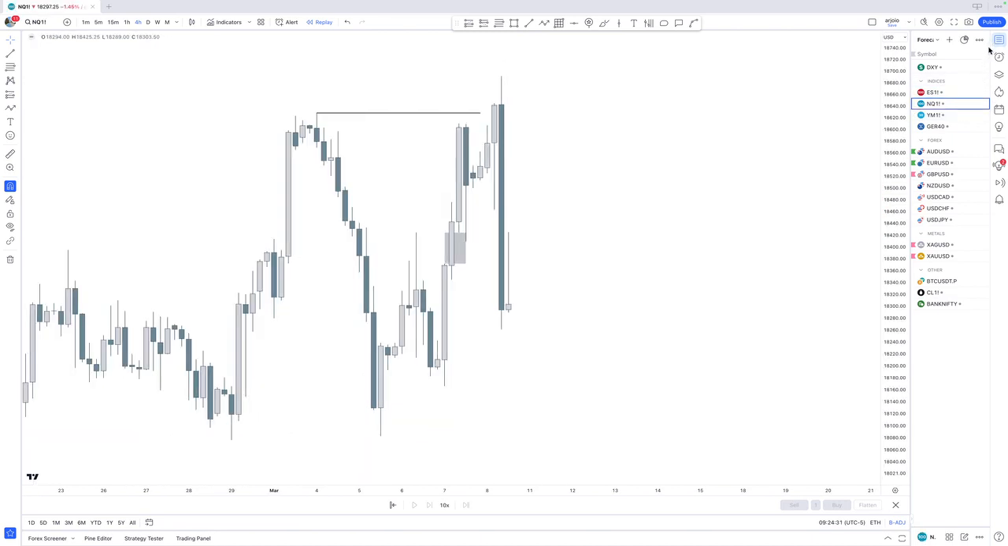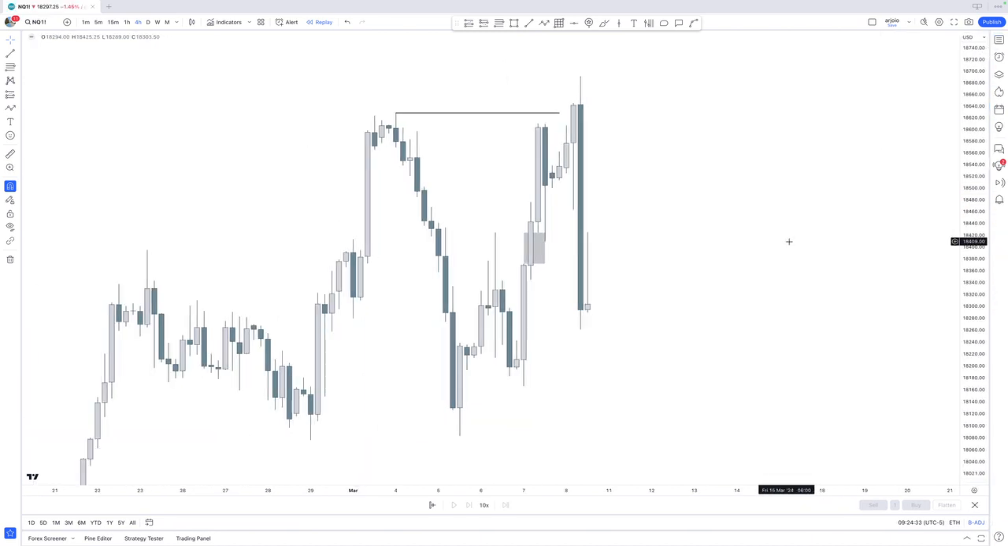Then, if we move on to NASDAQ, let's see if we have any questions. All-time highs is uncharted territory, is risky business. Exactly.